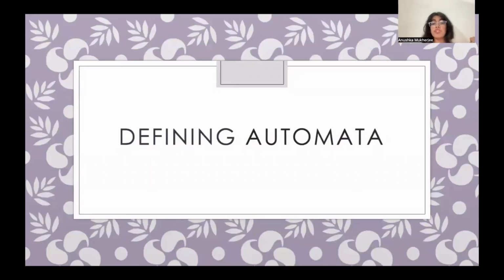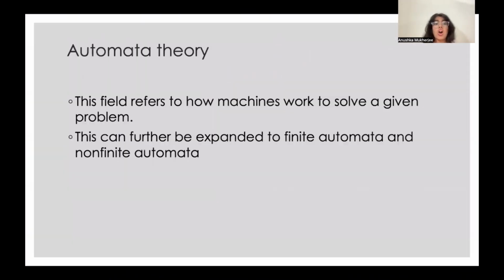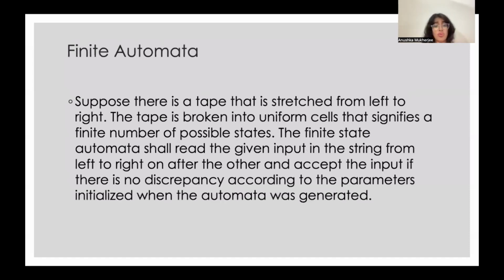Now we are going to define automata. Automata theory is the field that refers to how machines work on a given problem. This can further be expanded into finite automata and non-finite automata. We may now come across finite automata. Suppose there is a tape that is stretched from left to right. This tape is broken into uniform cells that signify a finite number of possible states.